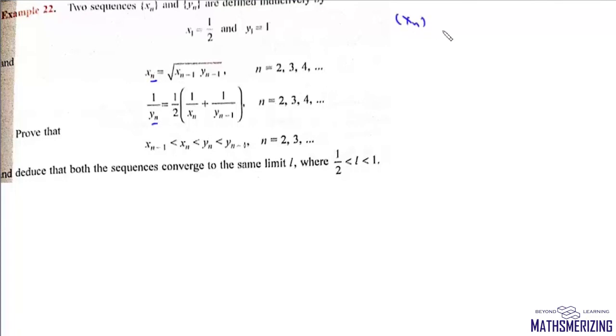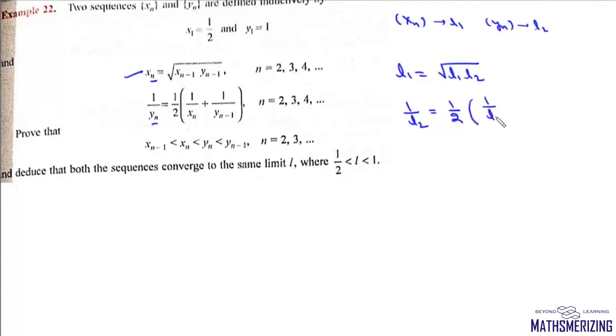Suppose sequence xn converges to L1 and sequence yn converges to L2, and from here we can write L1 equals under root L1 into L2, and from here we can write 1 upon L2 equals 1 by 2 times 1 upon L1 plus 1 upon L2. Now from here we can write L1 equals L2.